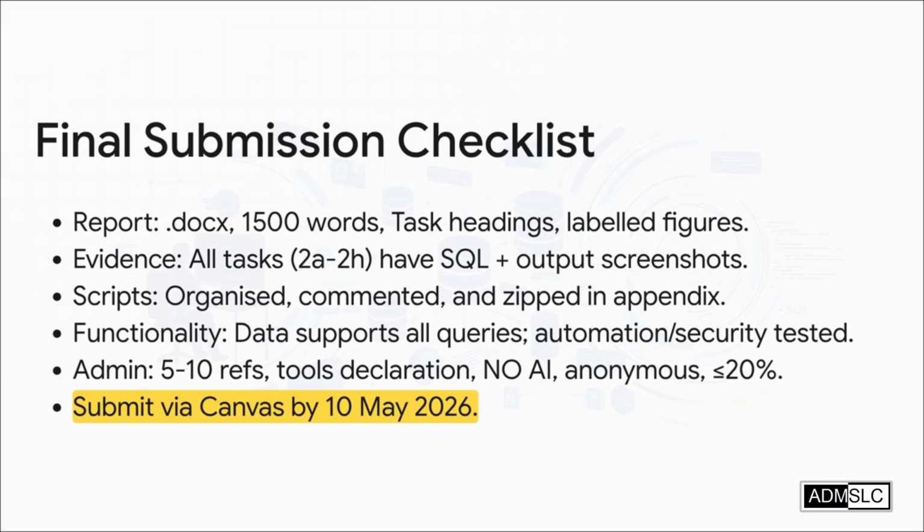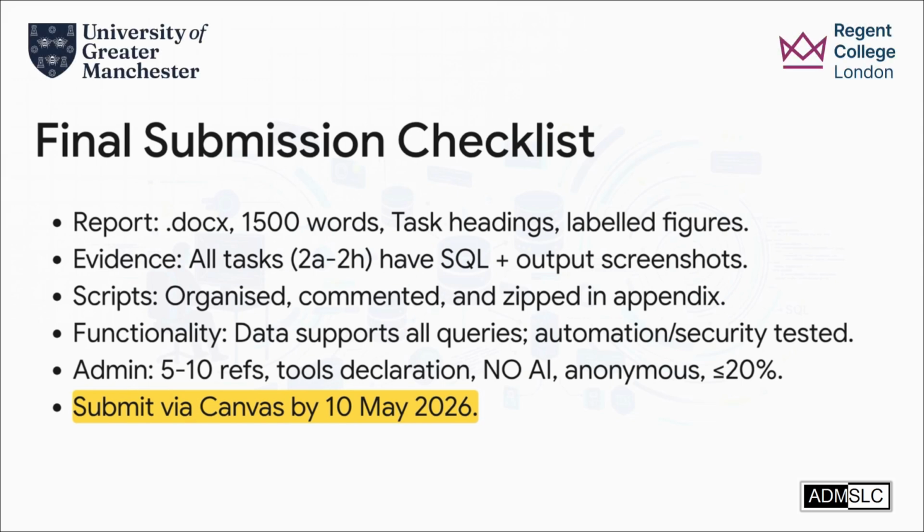Before you submit, go through this list, line by line. Has every single task from 2A to 2H been fully evidenced? Are your scripts zipped up neatly? Is your Turnitin score in the green? If you can tick off every single item on this list, then you are absolutely ready to submit with confidence.